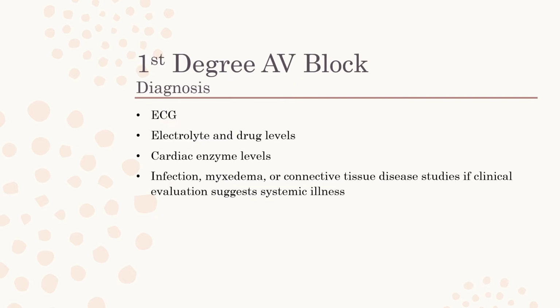So if we see a first-degree AV block on a patient's EKG, what are we going to do? We're going to get a 12 lead. We're going to possibly take a look at electrolyte and drug levels, cardiac enzyme levels, look for infection, some type of thyroid, the myxedema, or connective tissue disease studies, if clinical evaluation suggests systemic illness. But once again, I do want to emphasize, most of the time we see this first-degree heart block in a young, healthy person, and we don't really give it a second thought. Only if it's associated with other pathology going on with the patient do we really take a strong look at it.